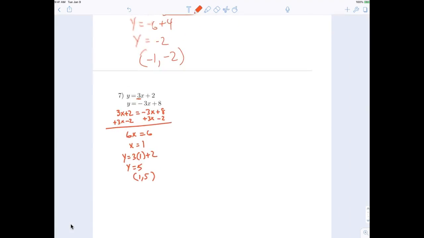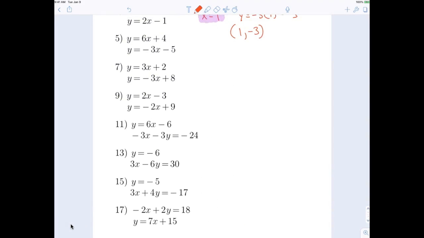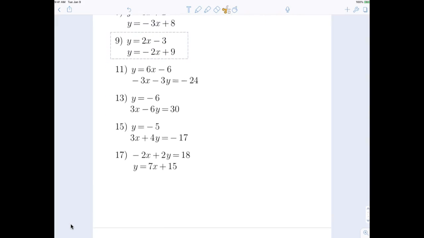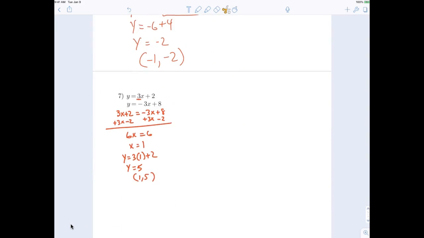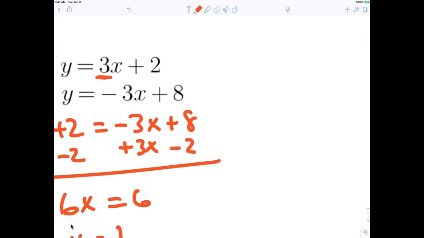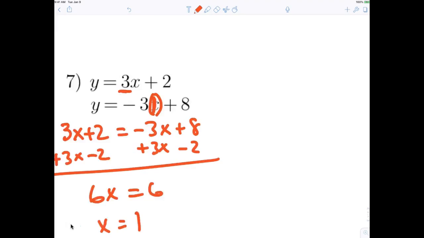Yep. All right, so I'm going to grab 9. Let's go. Everybody try number 9 now. Number 11 is a little bit different, so we got to get there. For number 7, for the second y equals, it says negative 3x plus 8. So if I do negative 3 times 1 plus 8, it's still 5. If I plug 1 in for x, negative 3 times 1 is negative 3 plus 8, still 5. Agreed?